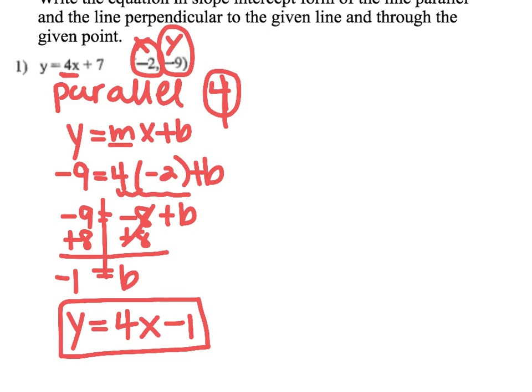Alright, now we're going to do perpendicular. Perpendicular lines do not have the same slope, so since this slope is 4, the slope of a perpendicular line should be flipped, so I'm going to flip that upside down, and it should be opposite. Since the original is positive 4, the new slope is going to be -1/4. And we're still using this point, -2, -9. We still want the line to go through the point -2, -9.